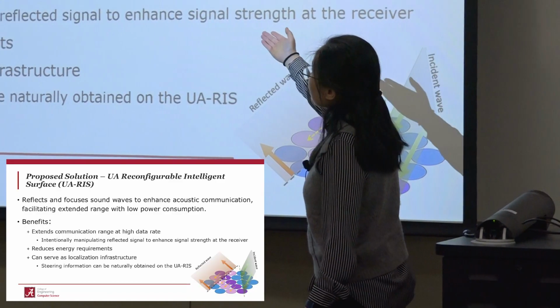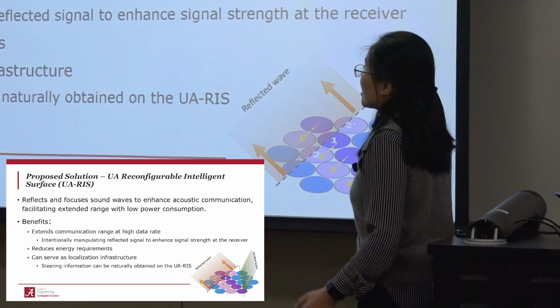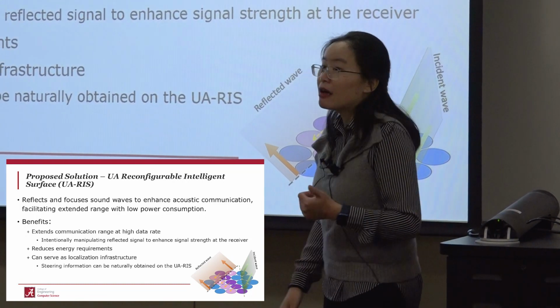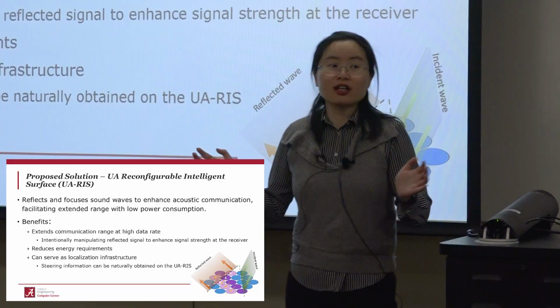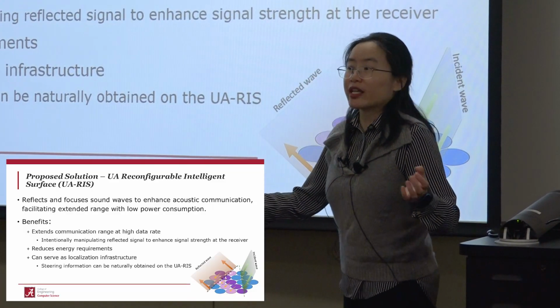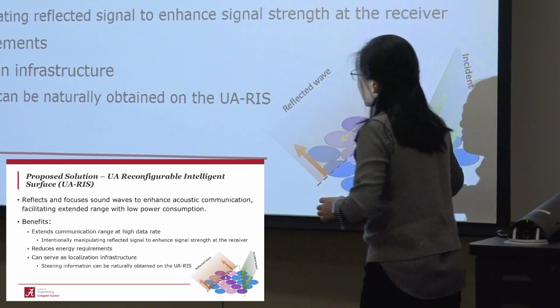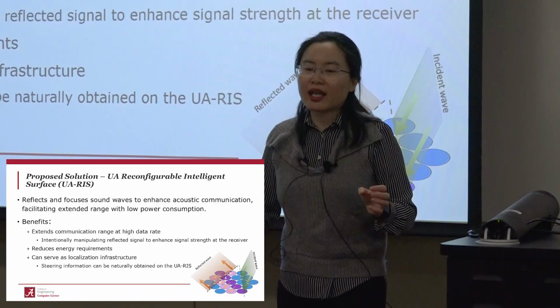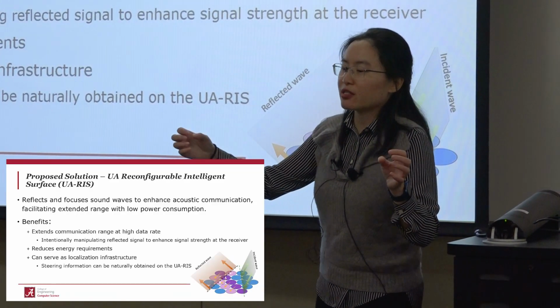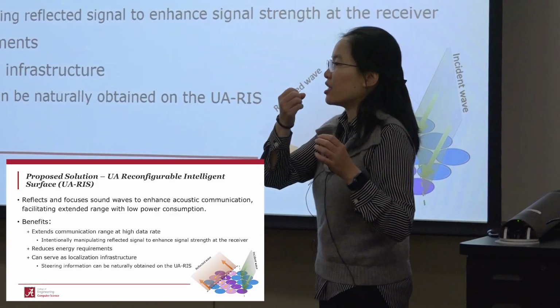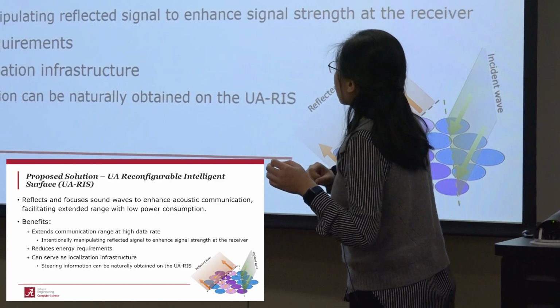The benefit of this RIS is it can extend the communication range at high data rate. Basically, it doesn't require the transmitter and receiver to enhance their systems. We can use this RIS as infrastructure support to make the current transmitter and receiver achieve a longer communication range at the existing data rate.